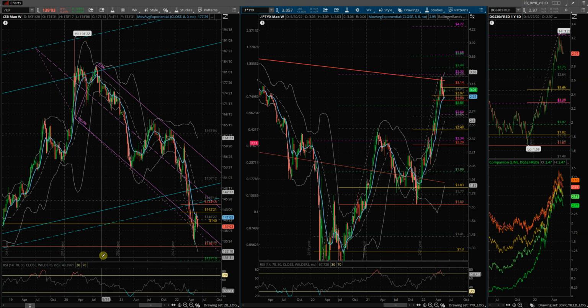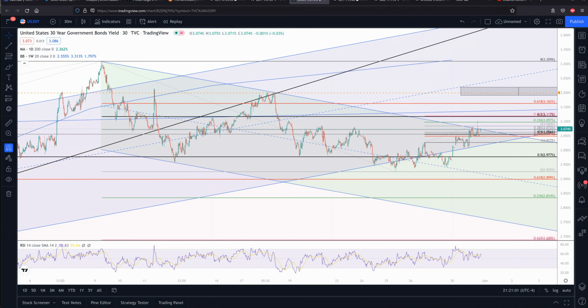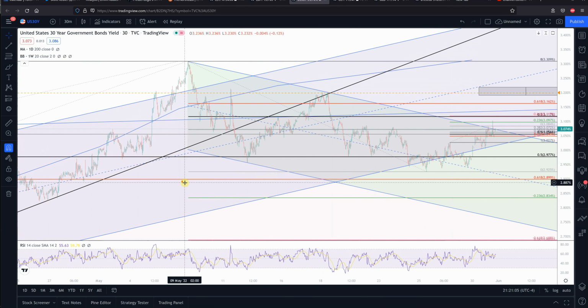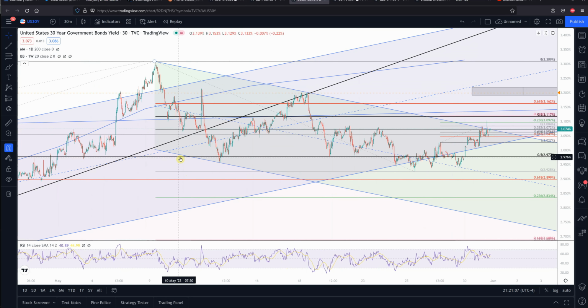Hey guys, this is another look at ZB. We have not been able to break this highs to highs extension on the 30-year yield chart. This black line is the 50% retracement, and yield does not want to stay below it. So, let's just look at the bull and the bear scenario.